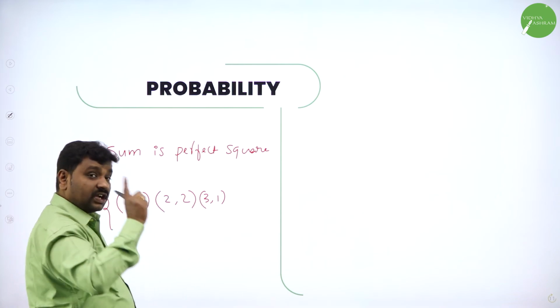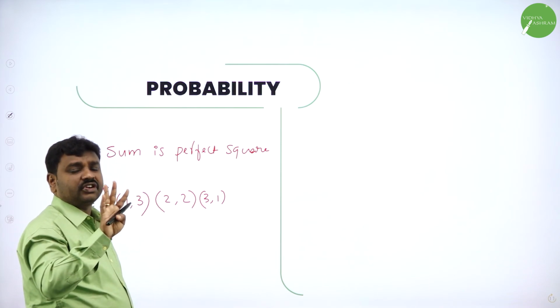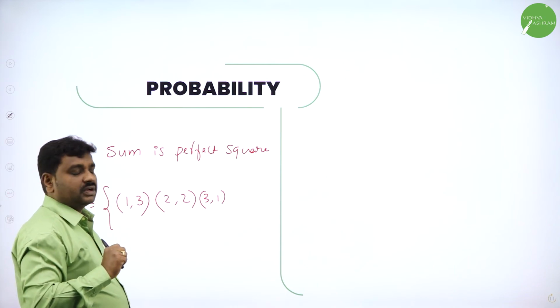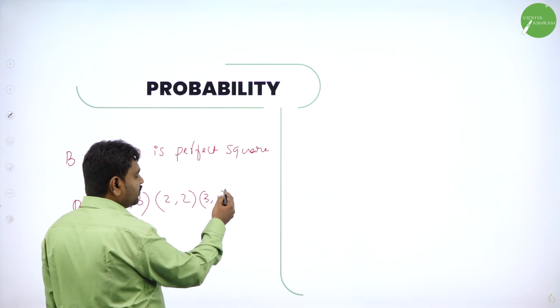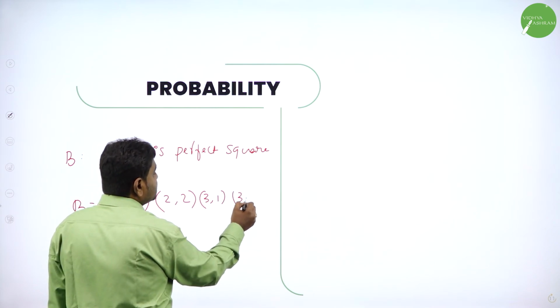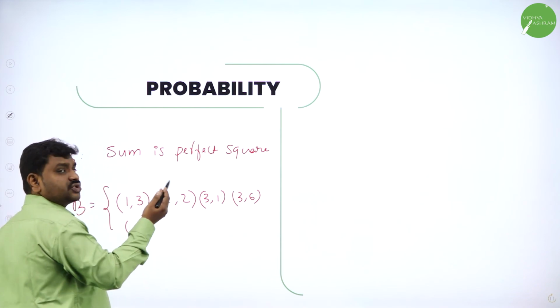If you add, the number should be a perfect square. 4 is a perfect square. 9 is a perfect square. And now 3, 1, no. 3, 3, 3 plus 3 becomes 6, no. 3 with 6 I can take. 3 plus 6 is what? 9. 9 is a perfect square. 9 is 3 square.